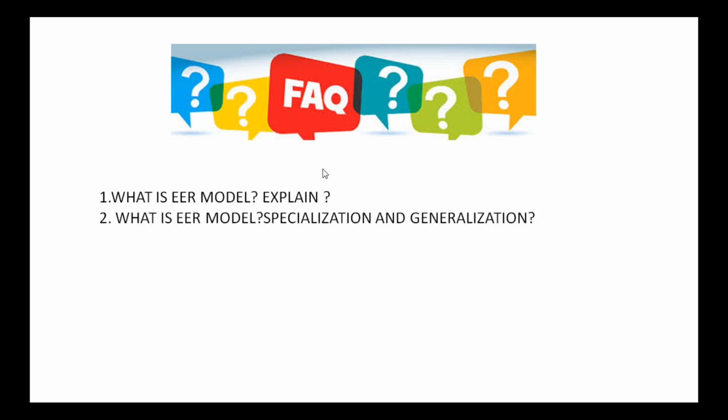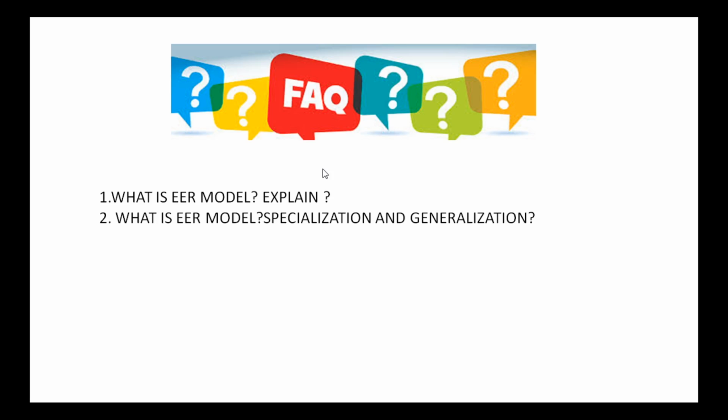And coming to frequently asked questions: what is the EER model and explain. It's for 10 marks. Then you have to write entity supertype, entity subtype, ISA relationship, specialization and generalization, attribute inheritance, and constraints also. Actually, constraints will be explained in the next video.